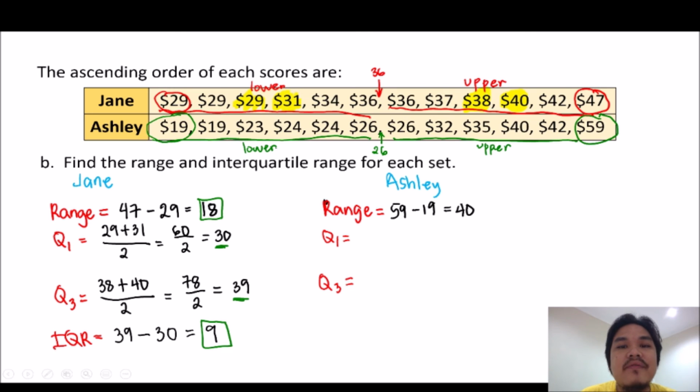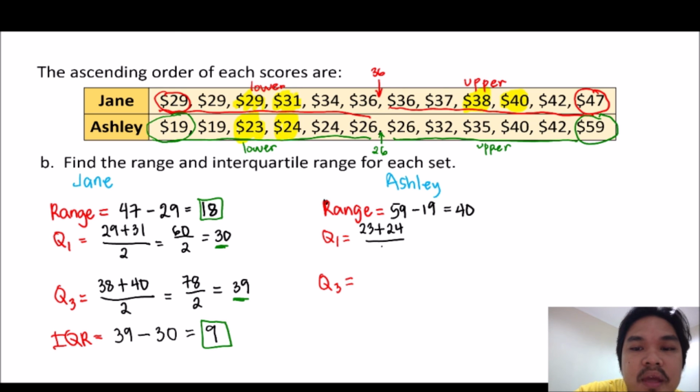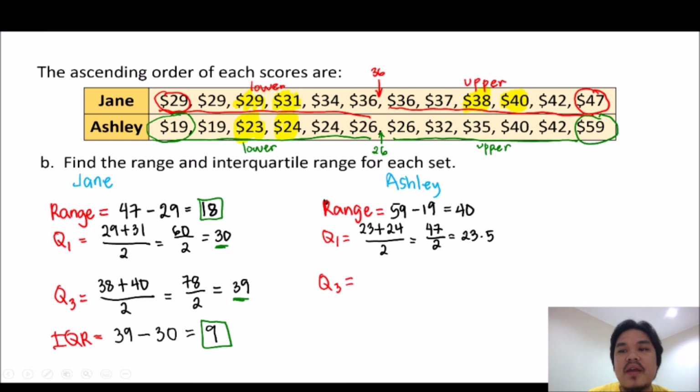So to find the first quartile, we will get the middle of our lower half. So the middle values of our lower half are 23 and 24. So to get the first quartile, we will just get the average of the two middle values. So 23 plus 24 divided by 2. So 23 plus 24 is 47 divided by 2, so that is 23.5.